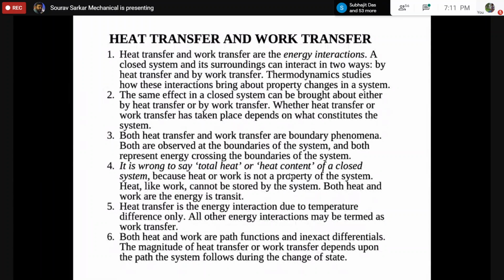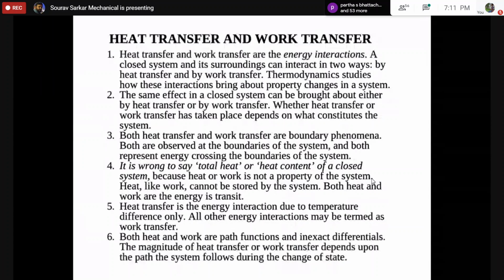If you read point 4, it is very interesting that it is wrong to say the total heat or the heat content of the closed system, because heat and work are not properties of the system. You got my point? What it is trying to say is that the system can have some energy at state 1, some amount of energy inside. But this energy transfer takes place through heat and work transfer.